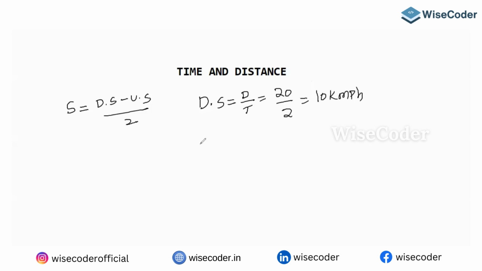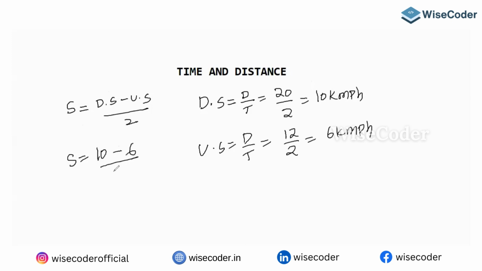That is the downstream speed. What is the upstream speed? Same, distance by time. The distance is 12, in 2 hours, so that gives 6 kilometers per hour. Now for the stream speed: downstream speed is 10 minus upstream speed 6, divided by 2. That gives 4 by 2, which is 2 kilometers per hour. So the stream speed is 2 kilometers per hour.